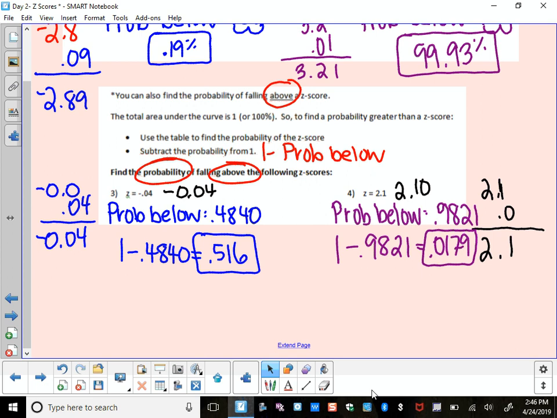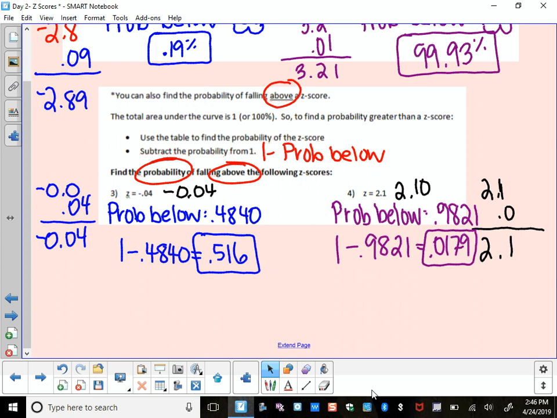Alright, so a quick recap. If you want to find prob below, I look where? No, prob below is that whole table. Right? The whole table is prob below. How do I get prob above? You do 1 minus that. So prob below, you look at the whole thing. You look at the table. Whatever is in your table will be your prob below. Okay?